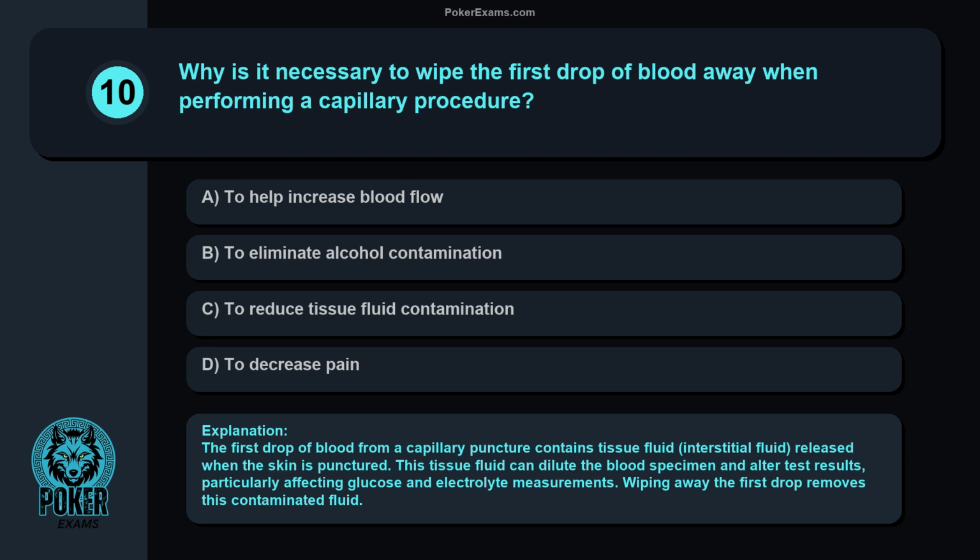The first drop of blood from a capillary puncture contains tissue fluid, interstitial fluid, released when the skin is punctured. This tissue fluid can dilute the blood specimen and alter test results, particularly affecting glucose and electrolyte measurements. Wiping away the first drop removes this contaminated fluid.